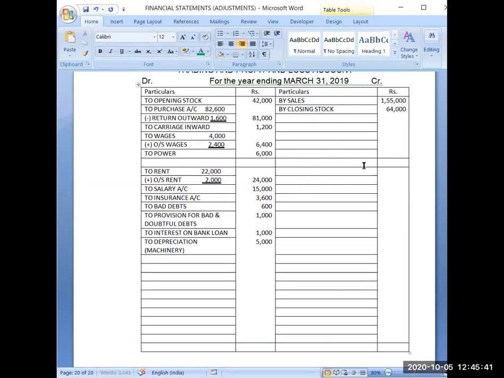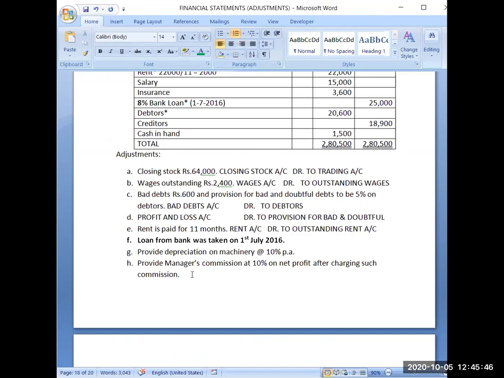Now you can see I have completed all the adjustments except the last one. And yesterday I also told you that the manager commission adjustment will always be done last, when you complete all the parts of the question. Even if this adjustment is given first, as I mentioned at the first point, I will still complete it last.